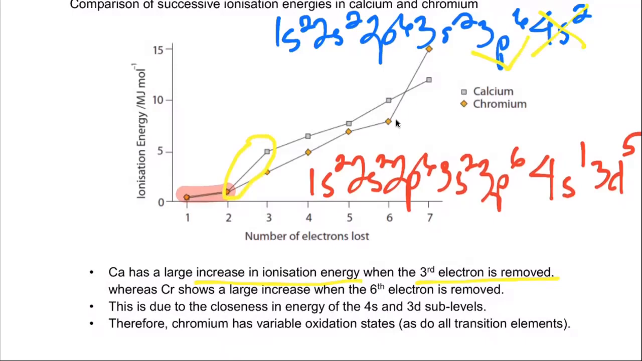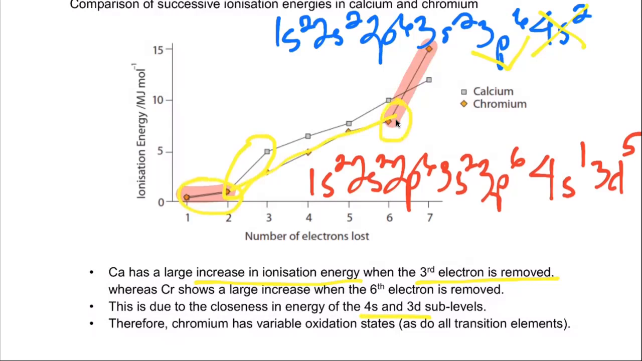It doesn't have a huge jump until we get to the 6th one. Between the 6th and the 7th, it has a big jump there. Okay. And the reason is, it says right here, it's due to the closeness of the 4s and 3d sublevels. And so even though it's losing the 4s, the 2 that are 4s first, and then these are all 3d, they're so close in energy that there's not a big jump or a big difference in the amount of energy. So it's fairly stable until it gets rid of all the 3d.